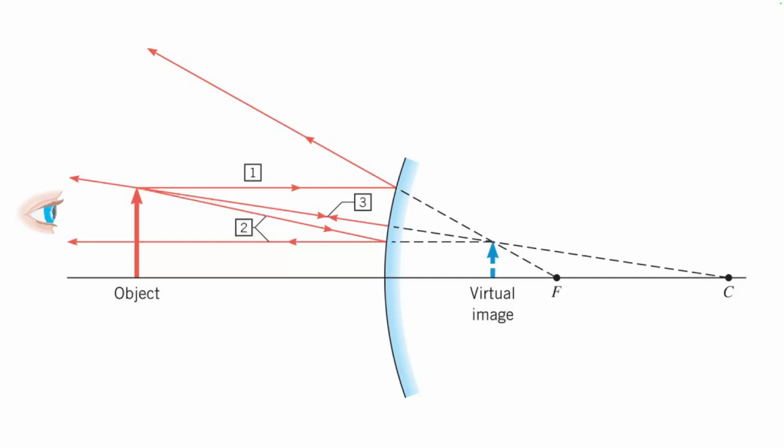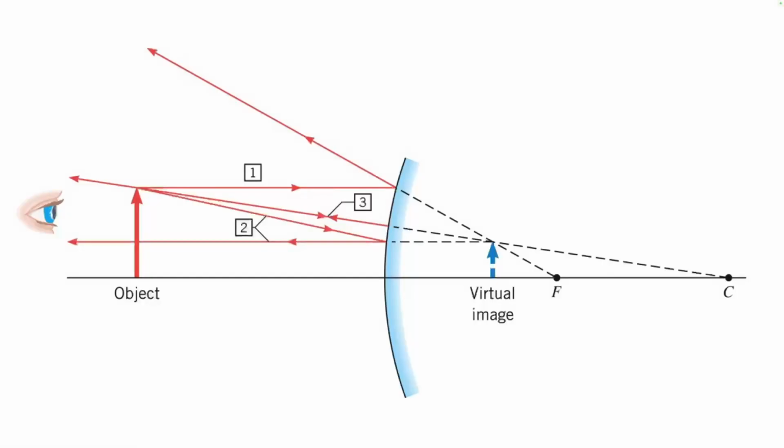Oftentimes students report to me that they don't have any trouble seeing where the focal point is or even doing the calculation. What will mess you up, and why Wiley Plus will say that you're wrong over and over again, is you'll forget a minus sign on a focal length or an image distance or something like that. So just be mindful of your signs at all times.